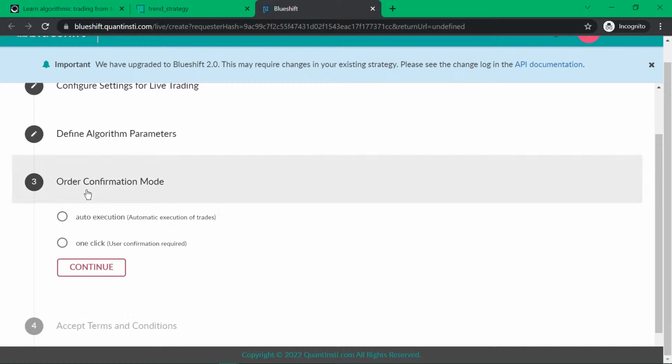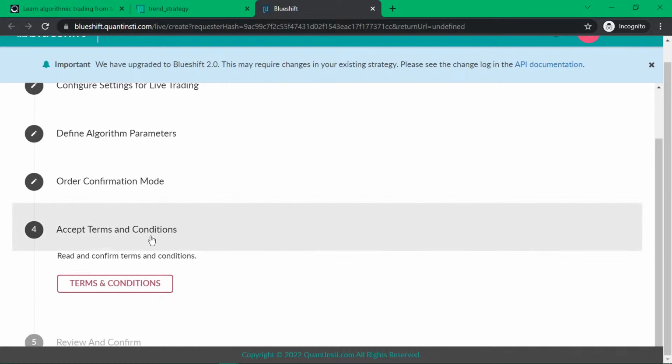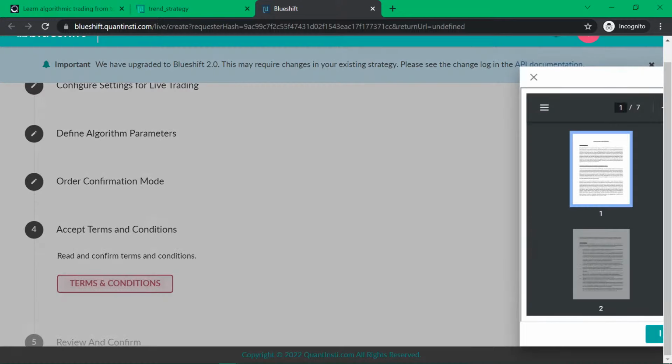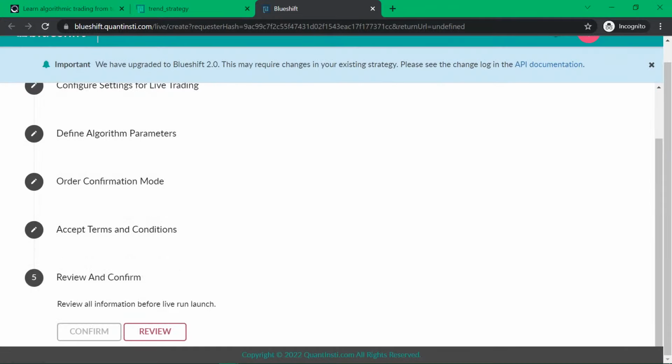The next step is to decide whether you want your algorithm to go ahead and take orders without informing you, or whether you want it to take confirmation from you before placing an order. If you click on auto execution, whenever the trading conditions are met, it's going to take a buy or sell position. But if you click on the one click option, it's going to give you a notification, and once you confirm, it's going to take the position. So let's go ahead with auto execution for automation purposes. The next step is to read the terms and conditions and give your approval. So I'm clicking on I accept.